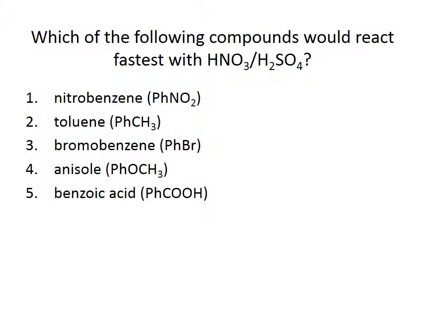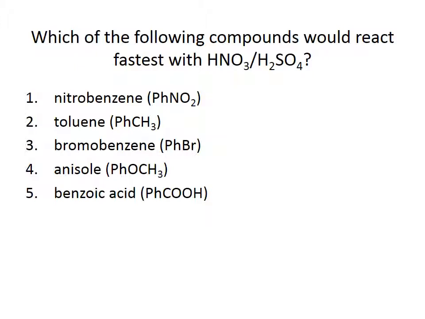So which of the following compounds would react fastest with nitric acid in sulfuric acid? Well, if we look at this, this is going to add a nitro group, and it doesn't really matter what the reagent is because how fast it reacts doesn't depend on the electrophilic reagent. It depends on what the substituents are. So if I look at the substituents, you can see that we have a nitro group, a methyl group, a bromo group, a methoxy group, and a carboxylic acid group.